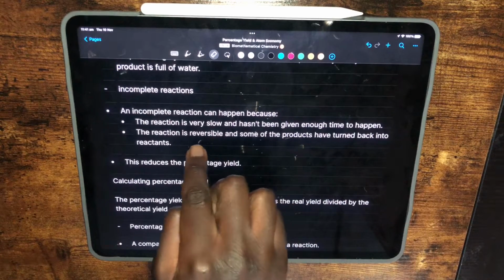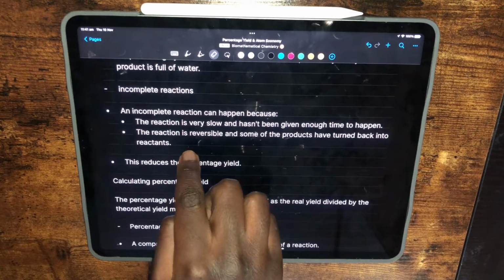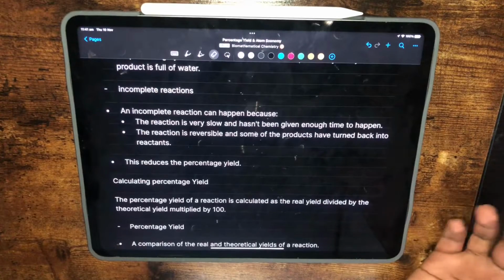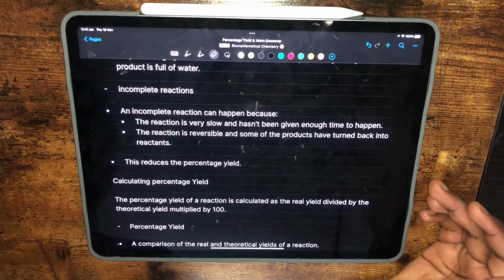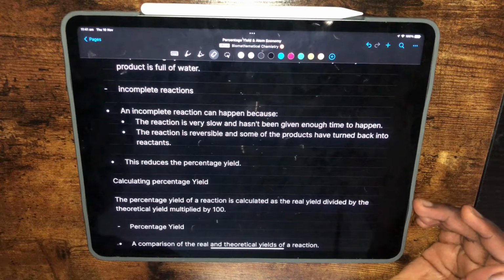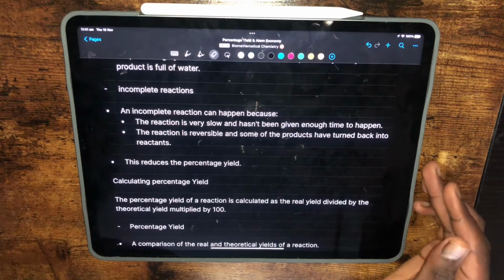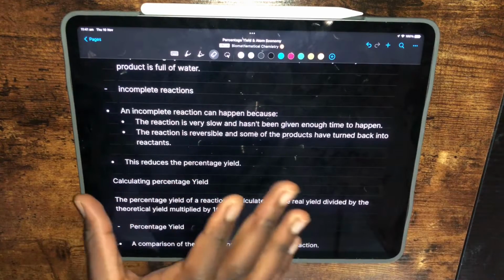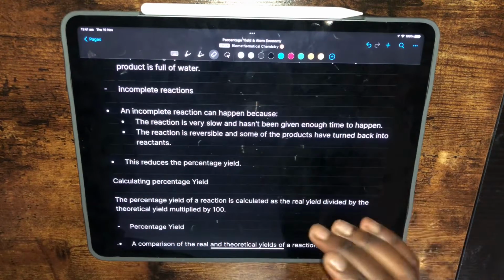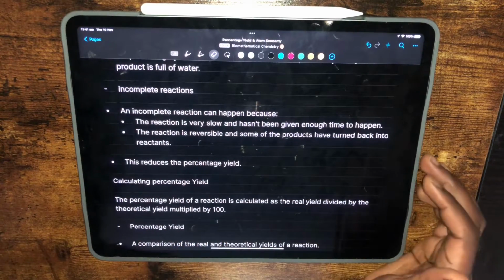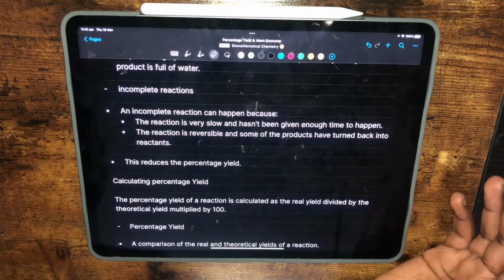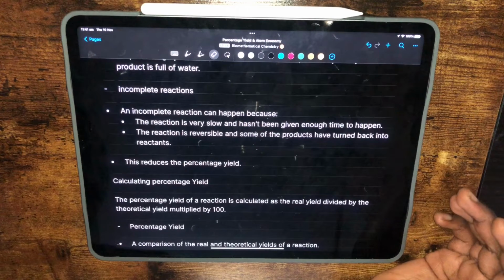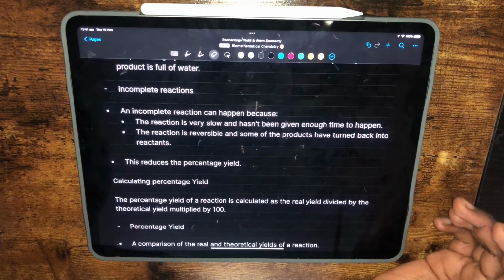This is usually the one that happens the most. You can see it, for example, in any reversible reaction, for example the Haber process, right? If the reaction is reversible, some of the products have turned back into the reactants. So with the Haber process, we told you all the reasons why. I haven't made a video on the Haber process. Yeah, I don't think so. But if you remember from GCSE, I think it's an exothermic process.